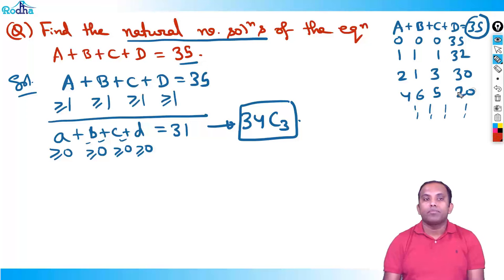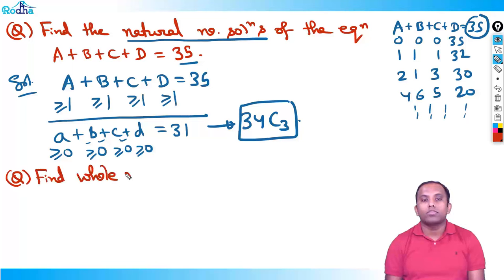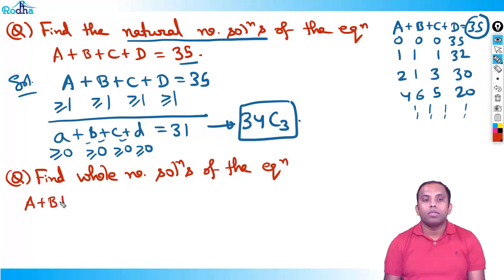Similarly, we can also write, find the whole number solutions of the equation A plus B plus C till J is equal to 150. Now we have to find the whole number solutions of this equation, right?